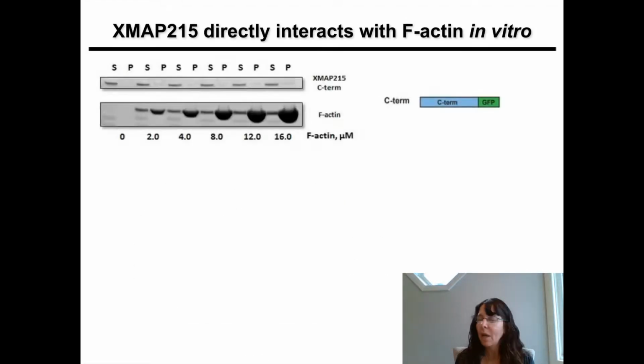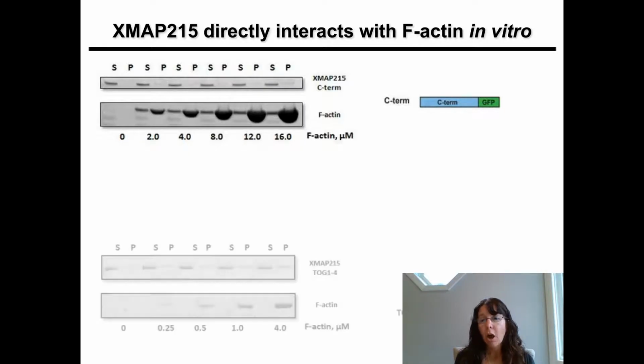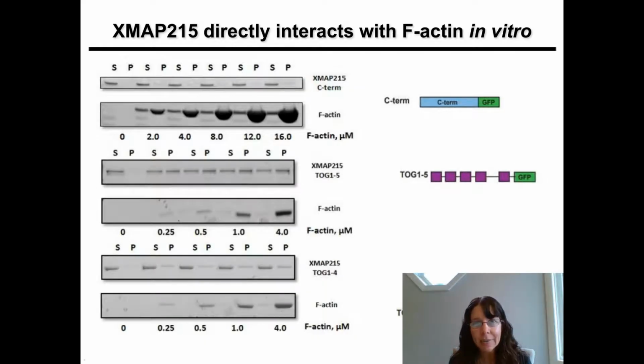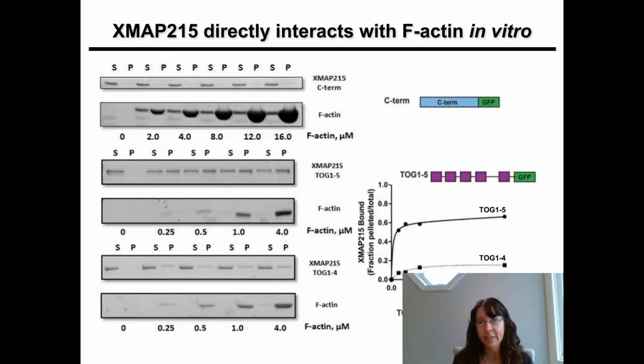And so, again, we did deletion construct analysis. The C-term domain was not sufficient to bind to F-actin. You can see there's almost no XMAP215 C-term in the pellet in this image. The TOG1 to 4 was not sufficient for strong binding to the F-actin. Very little is in the pellet. But the TOG1 to 5, the same construct that could rescue the microtubule F-actin alignment defect, was sufficient to bind to F-actin in vitro. And so you can see this nice binding curve.